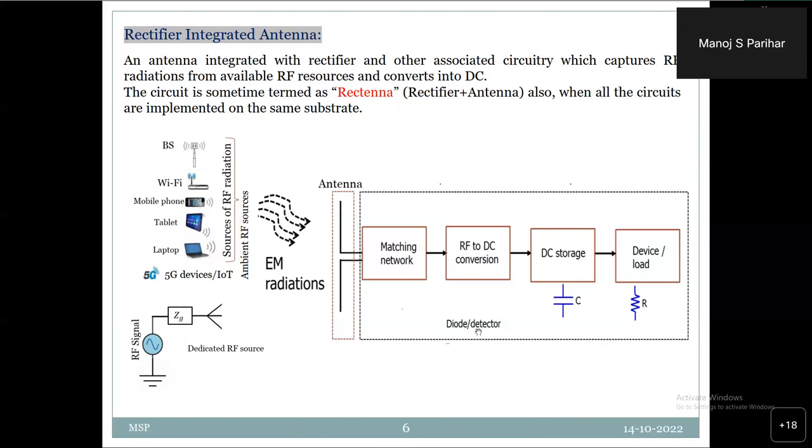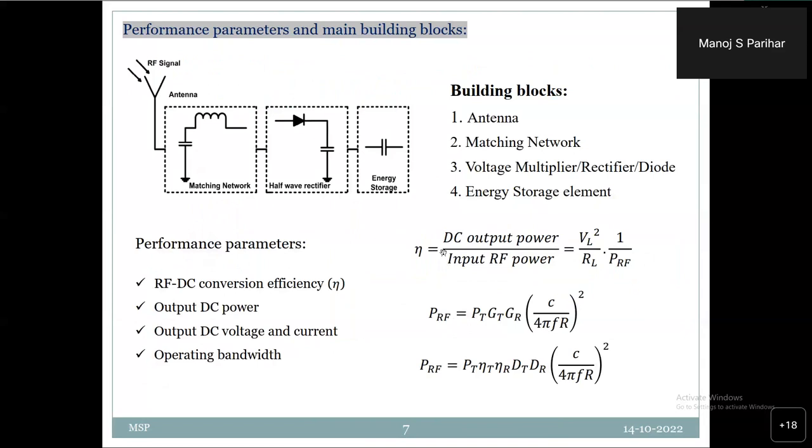And what are the performance parameters to quantify the performance of this energy harvesting circuit, and the main building blocks? The very first basic element is the RF antenna, which captures your RF signals. Then we have to transfer energy from your antenna to the rectifier circuit, so you need the matching network. Then you have the rectifier circuit. You can use a half wave or a full wave rectifier. Then energy storage, followed by the low pass filter for the ripples.